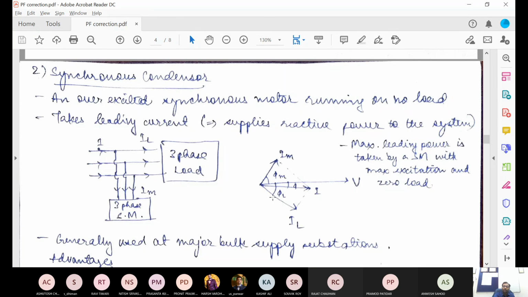So if IL has a relatively better power factor, meaning phi L would have been lesser, then it's quite possible that the resultant I would have gone leading. So it's just the relative values of phi M and phi L which will determine the final outcome, whether it will be leading or lagging.